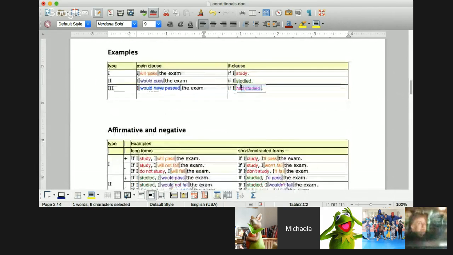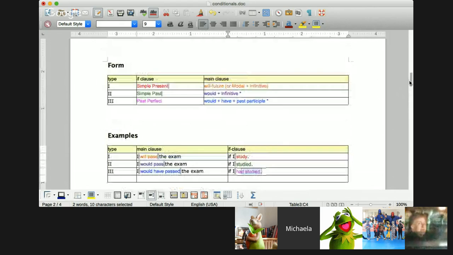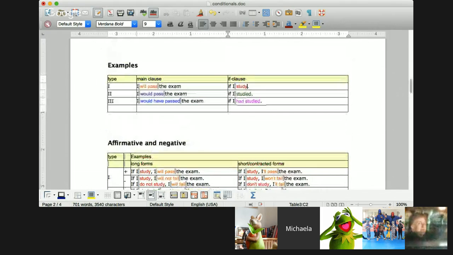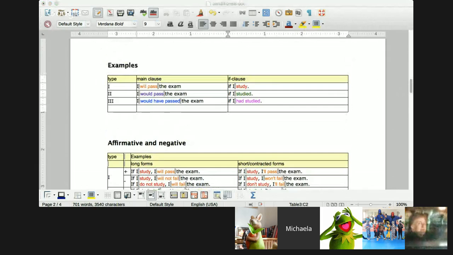So let's look at some examples. These are all color-coded. If you look back up, you'll see that the red is always simple present. The green is always simple past. So for the examples, let's have Vislav read them for us.